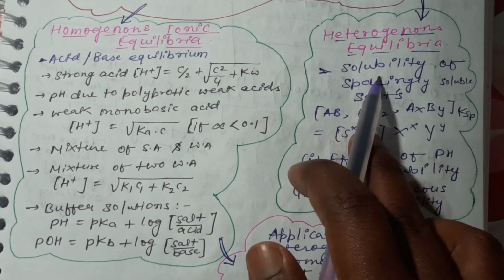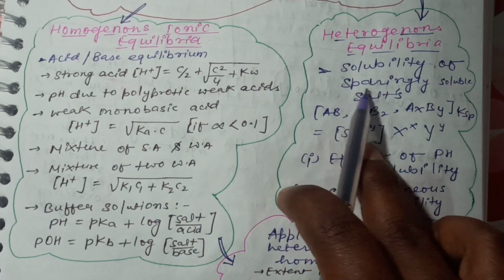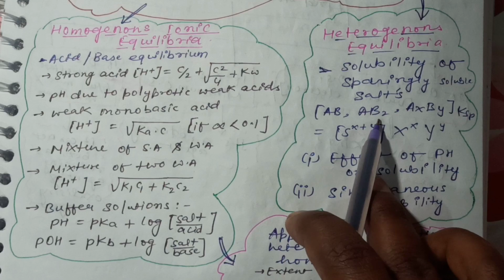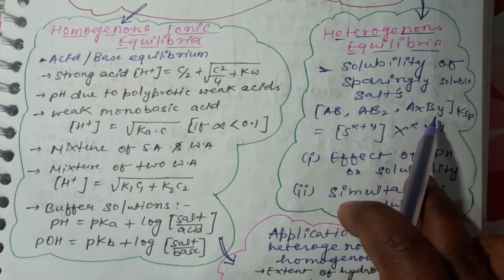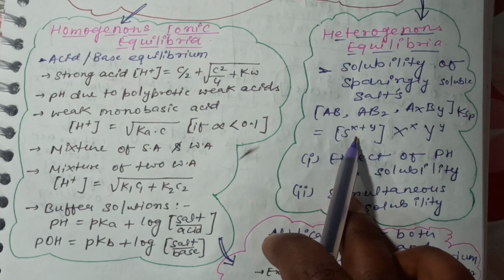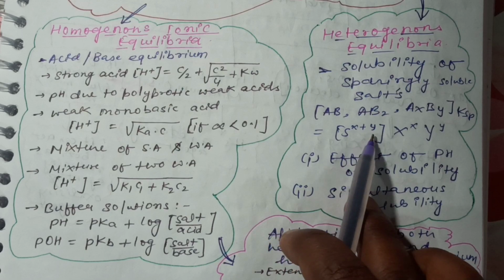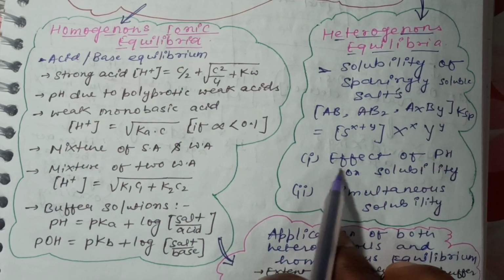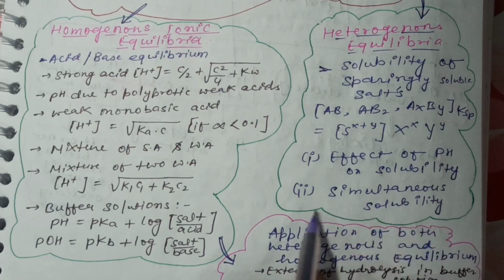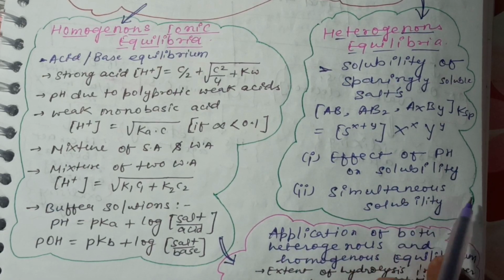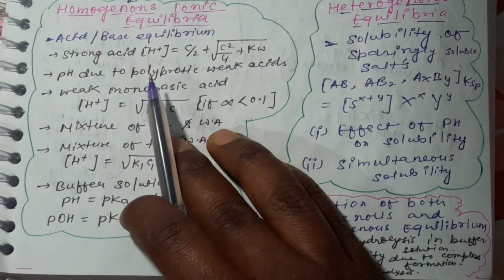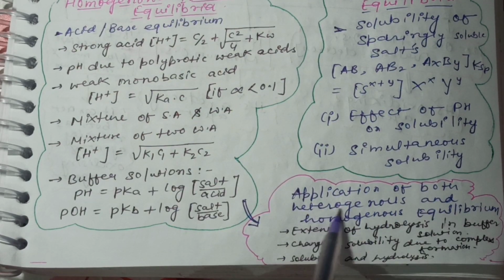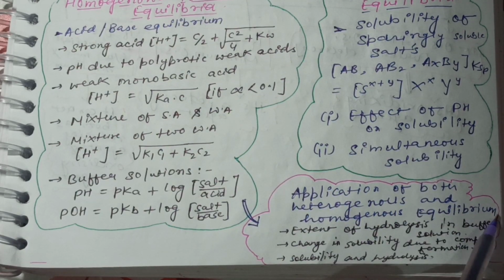Heterogeneous equilibria. Solubility of sparingly soluble salts AxBy: Ksp is equal to S^(x+y) x^x y^y. Effect of pH on the solubility. Simultaneous solubility. Applications of both heterogeneous and homogeneous equilibrium.